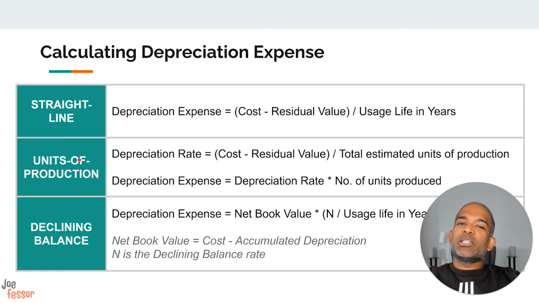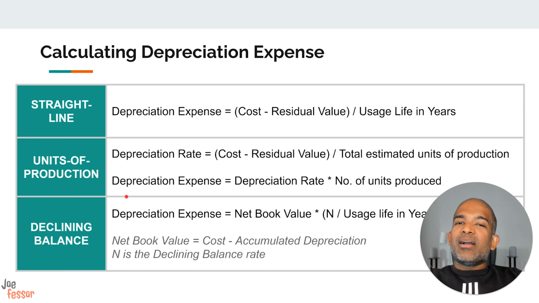In the units of production method, the asset is depreciated based on how much it has been used. So in this method, first you calculate the depreciation rate, that helps you estimate how much the asset has depreciated for every unit that has been produced. So if you're a company that manufactures pens, the depreciation rate would give you the depreciation of the machine that produces the pens for every pen that has been produced.